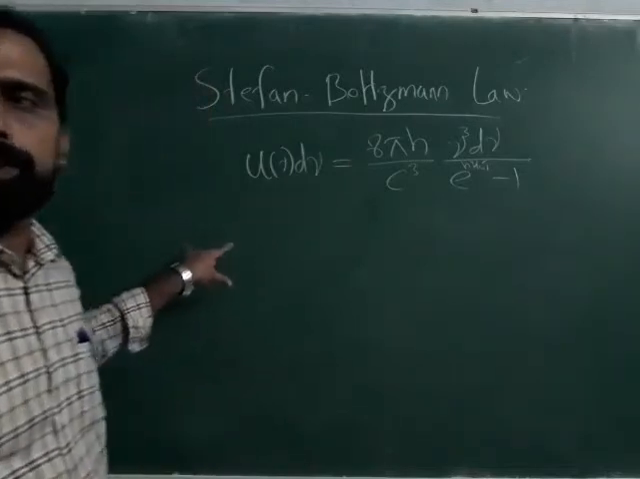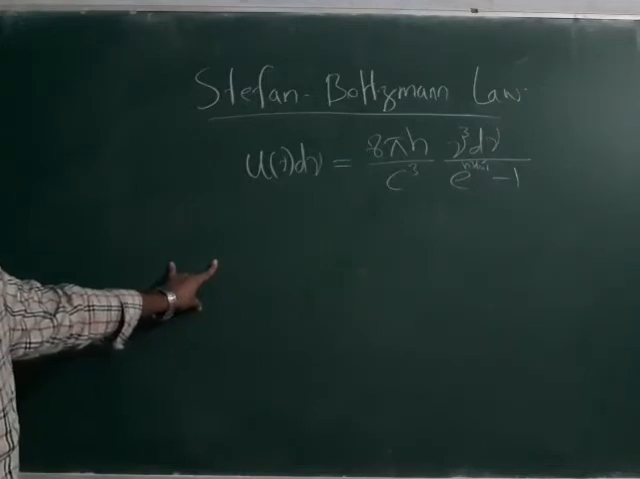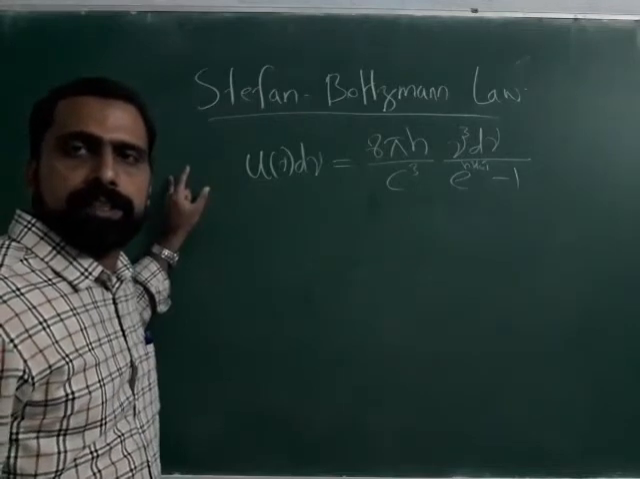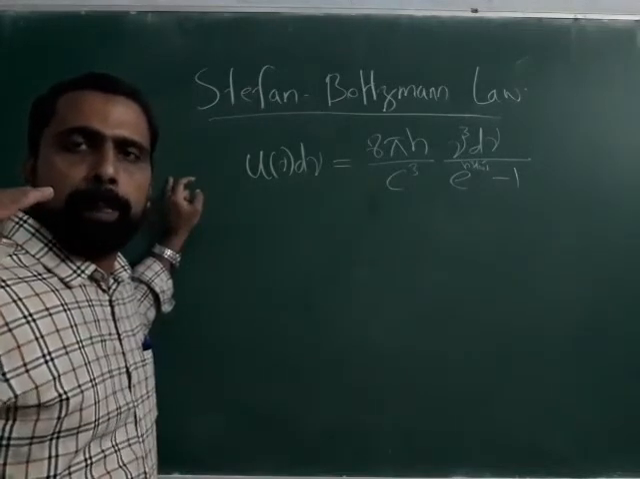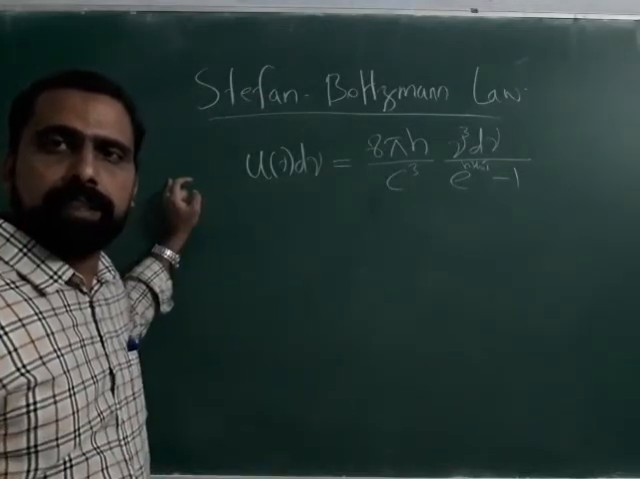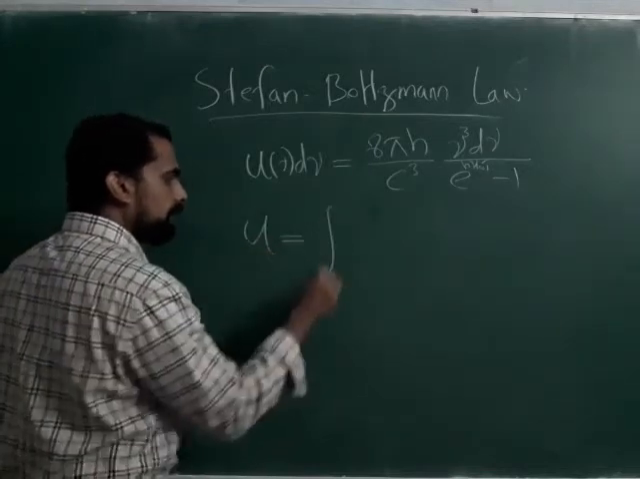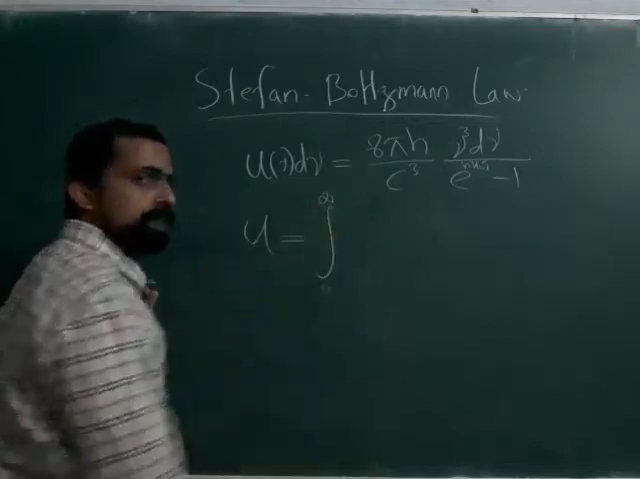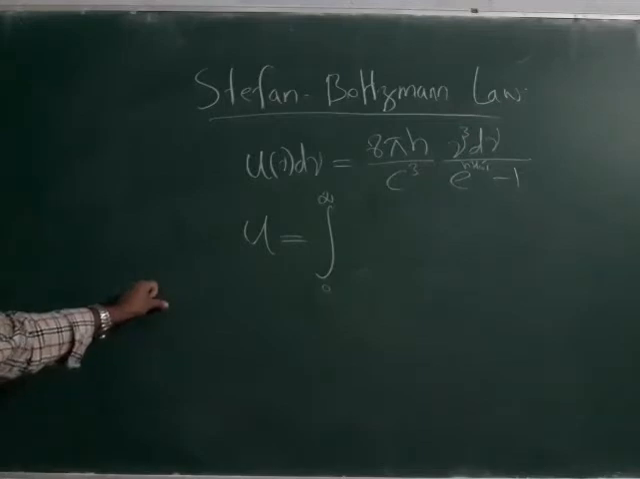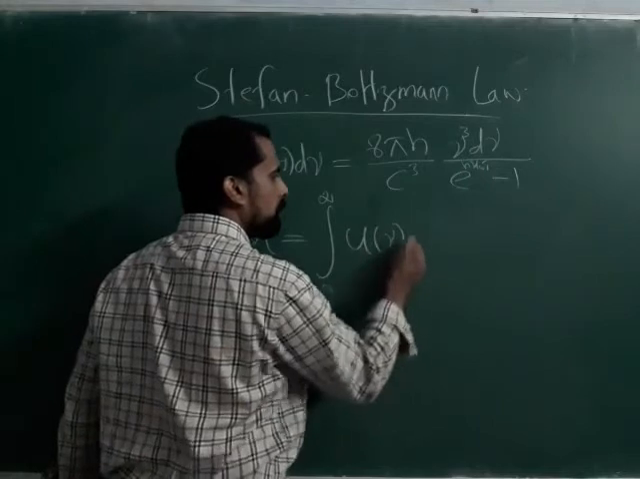Now what you are going to do? You are going to get the total energy density U of the radiation in a cavity. So in order to get the total energy density, you have to integrate it for the whole frequency that is available in the cavity. So U is equal to the integral from 0 to infinity, so that it includes all the frequencies available within the cavity, of U nu d nu.